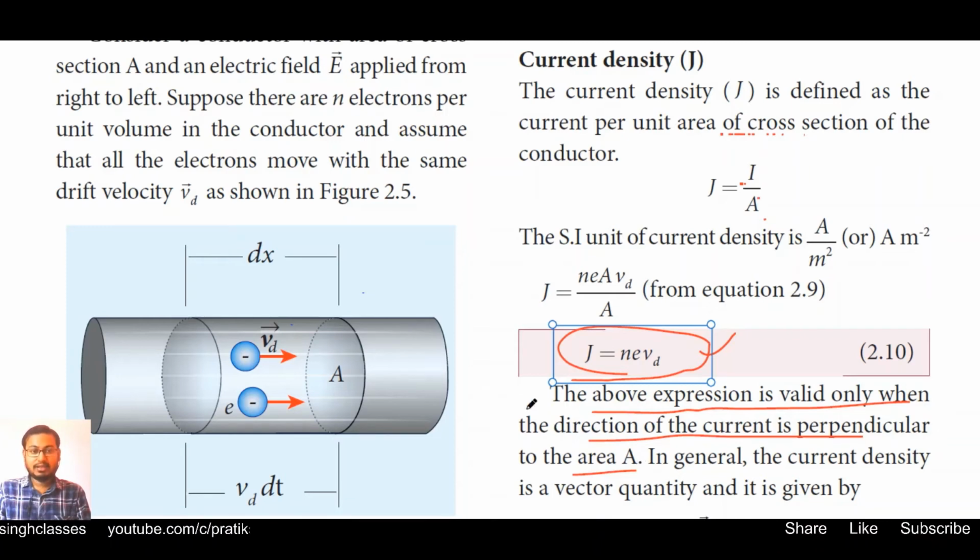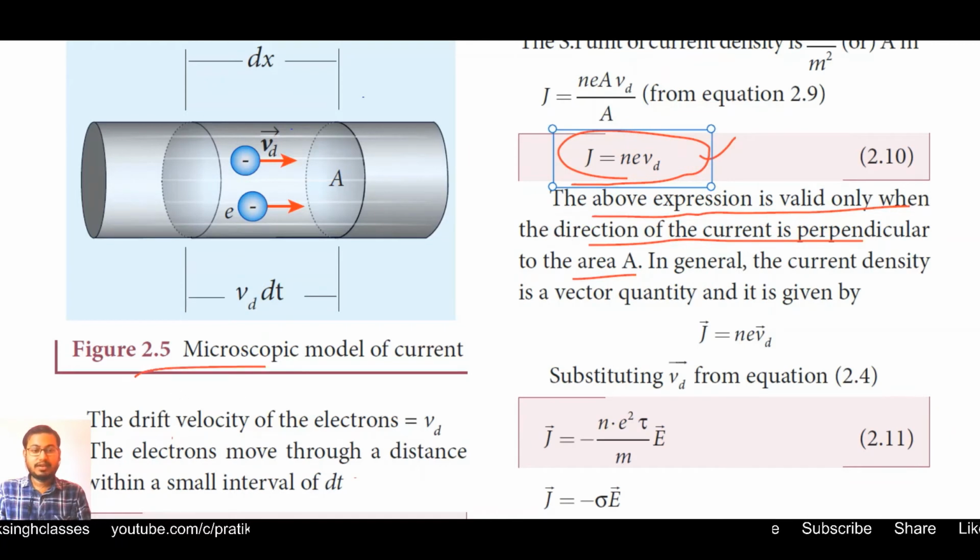Let us see figure 2.5 once again. So here is figure 2.5. See, this is the area, and the direction of flow of current is lying perpendicular to the area region. That is what is given in the previous slide's paragraph. The above equation about current density is valid only when the direction of flow of current is perpendicular to the area as given in figure 2.5. I hope we have understood it very well.